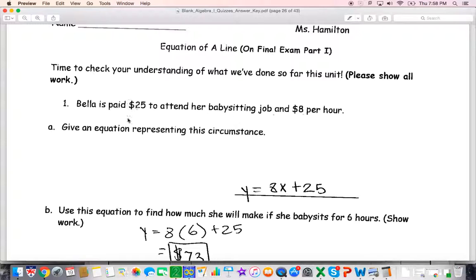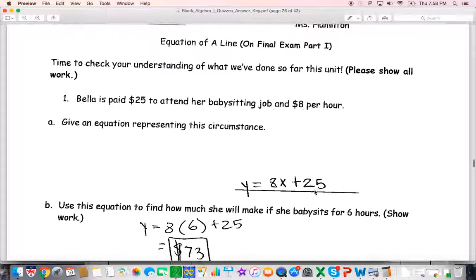So this is the initial amount, and you can think of the initial amount as your y-intercept. And this is your slope. The rate is the same as your slope. So if you're giving an equation for this, it's going to be y equals 8, the rate, times x, plus the initial amount. So that's why it's y equals 8x plus 25.